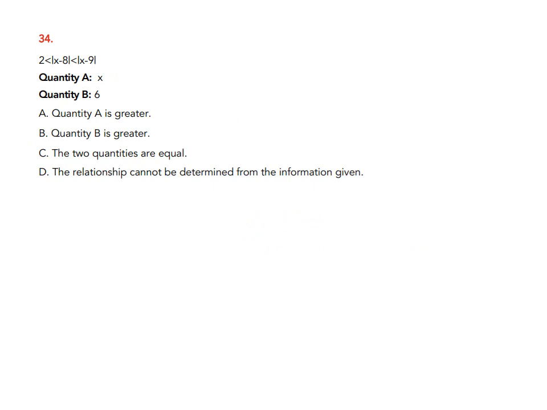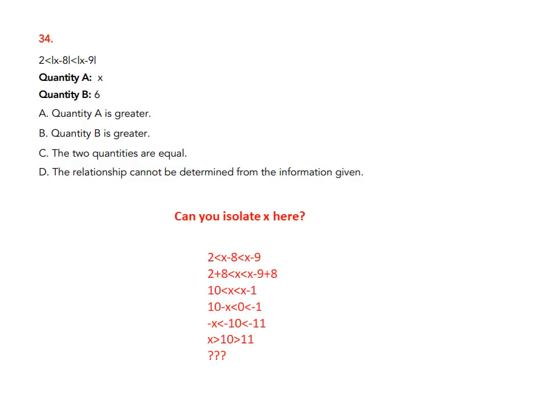In the question number 34, we're given an inequality. So the question is, can we isolate the x in this case? Let us try. So 2 less than x minus 8 less than x minus 9. If we want to isolate x, let us add 8 on all sides.